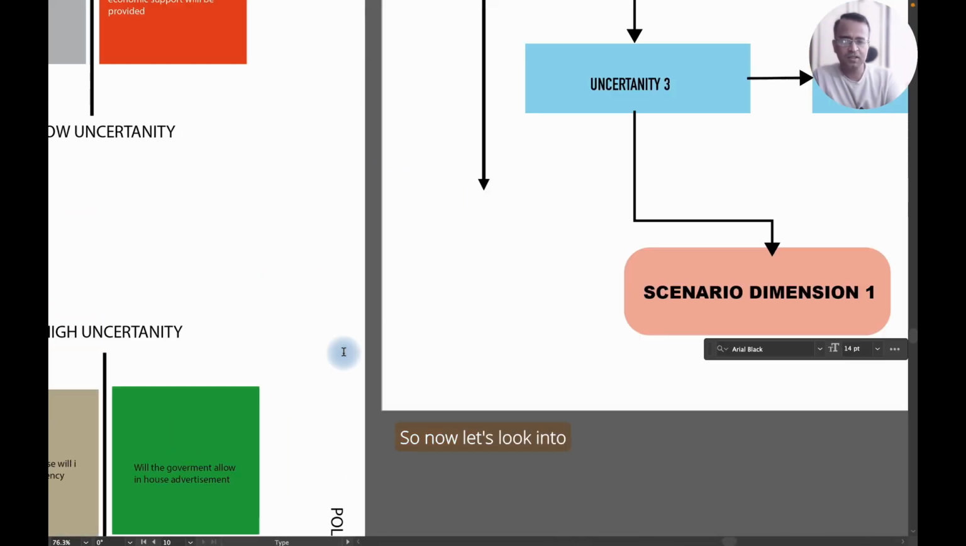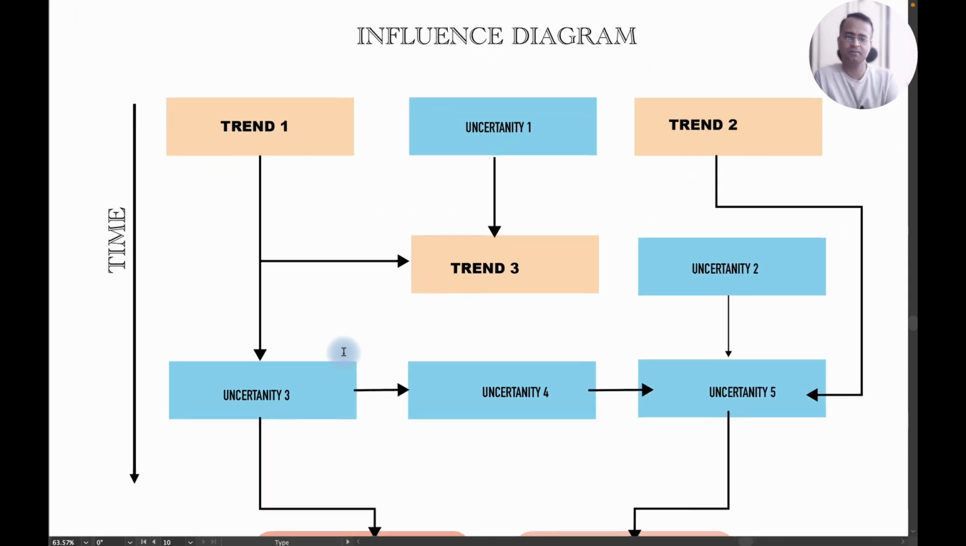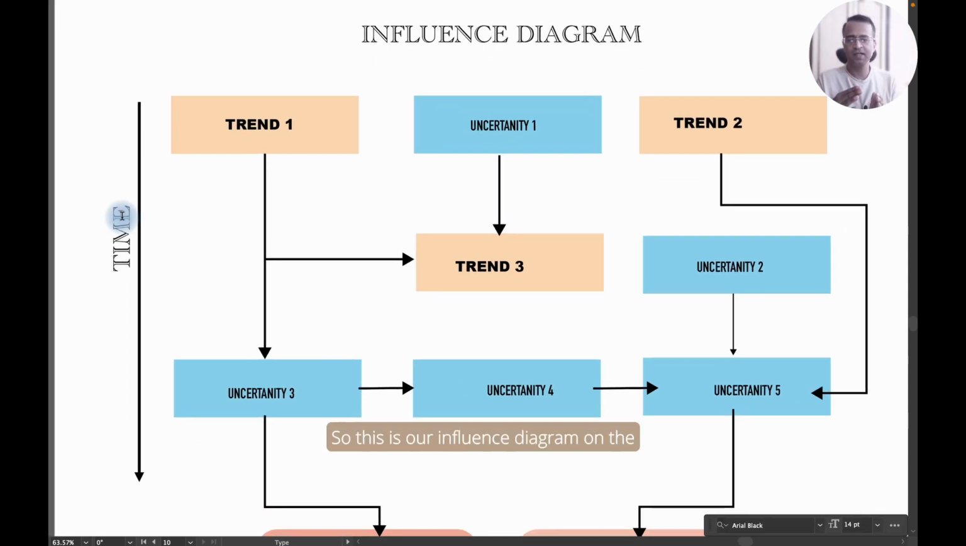So now let's look into our influence diagram. So this is our influence diagram. On the left side, you have the time frame that you may decide based on your organization or your product level planning, or you already understand your product life cycle. So based on the product life cycle, your organization's life cycle, you may decide your time frame.